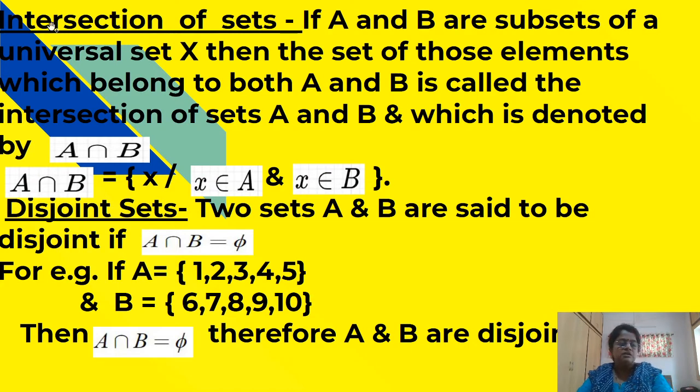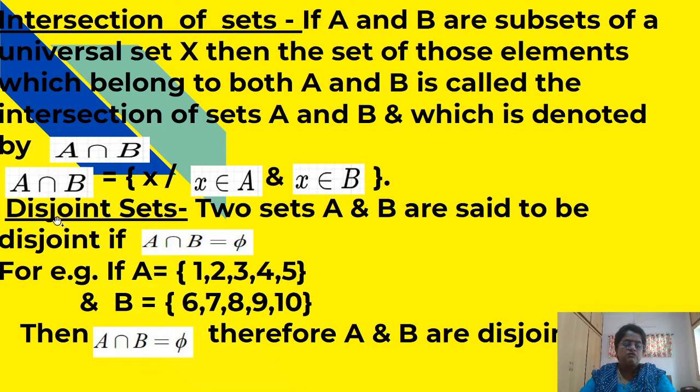Now see what is the definition of intersection of sets. If A and B are subsets of a universal set X, then the set of those elements which belong to both A and B is called the intersection of sets A and B, which is denoted by A intersection B. We can write A intersection B is equal to {x such that x belongs to A and x belongs to B}.